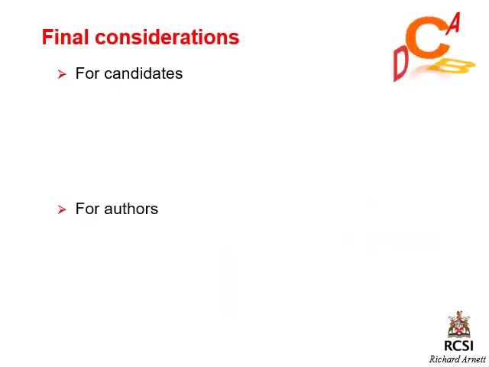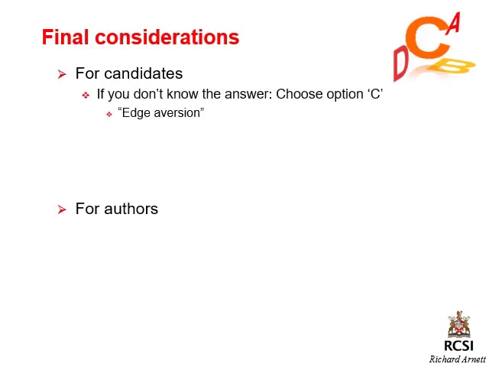Final considerations for candidates. If you don't know, honestly choose C, because as I've said, we tend to have this bias as humans to put things into the middle, carefully clustered, and have edge aversion. So be conscious of that and avoid it in yourself. Make sure that you do have MCQs where the single best answer is option A or option E.